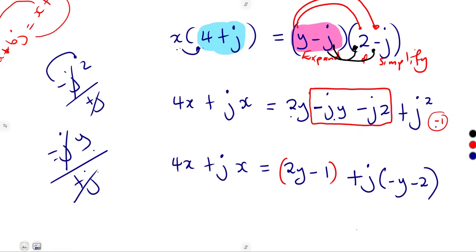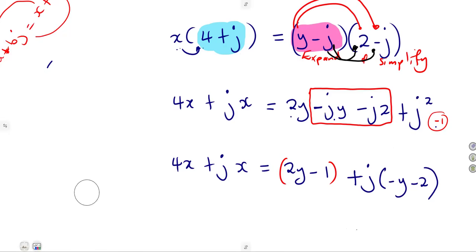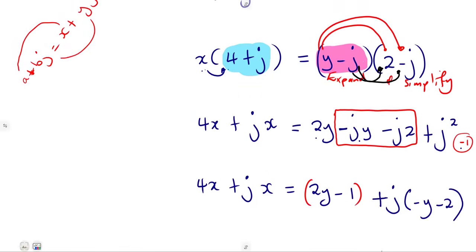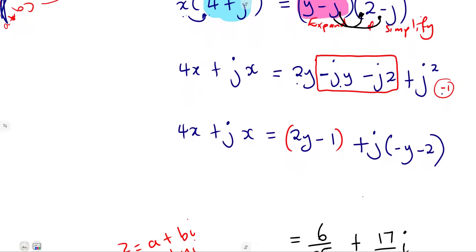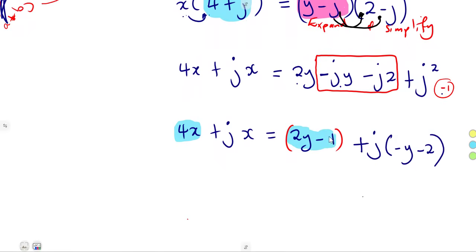So now that we have simplified the right hand side in the same format as the left hand side, we can equate now. We can use this condition, equating the real terms together, the 4x and the 2y minus 1. Those are real terms where we do not have j. We do not have a j here on the left hand side. On the right hand side, in this whole part of 2y minus 1, there is no j.